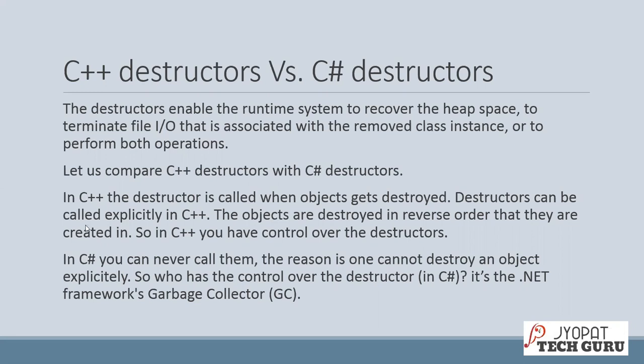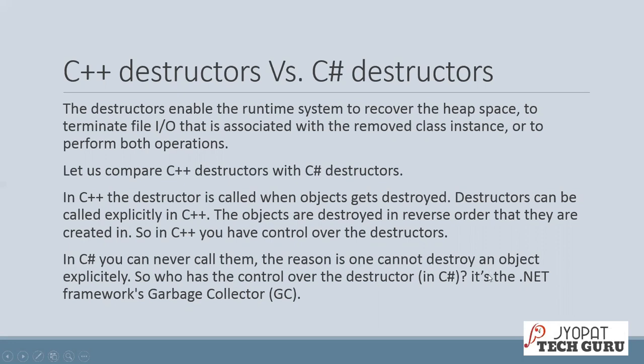So in the case of a C++ destructor, it is called when the object gets destroyed. Destructors can be called explicitly in C++. The objects are destroyed in the reverse order that they are created in. So in C++, you have control over the destructors, but in C#, we never call them. The reason is one cannot destroy the object explicitly.